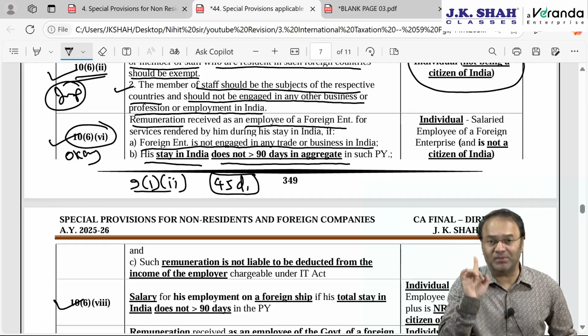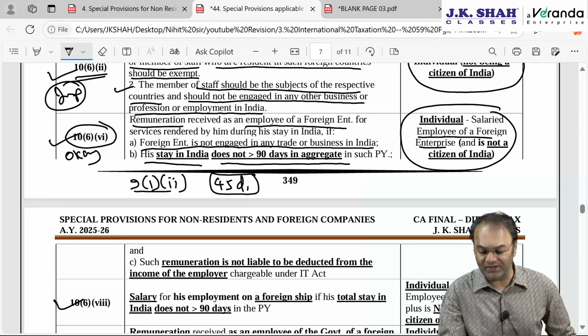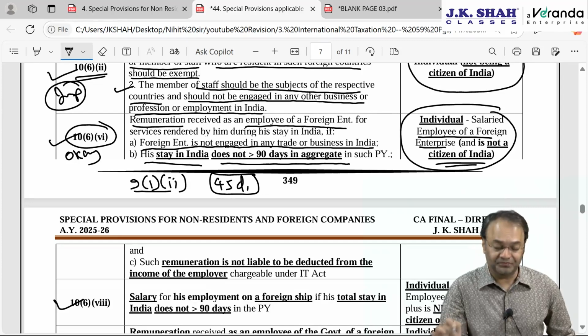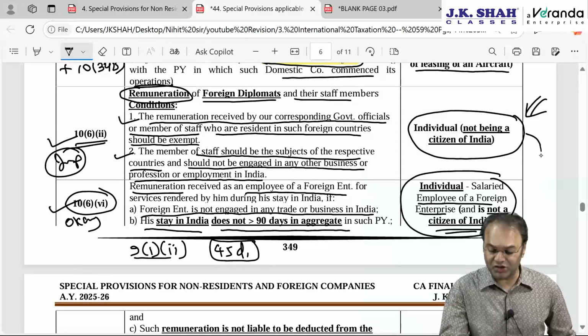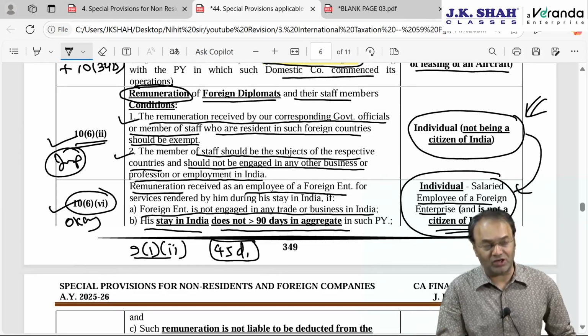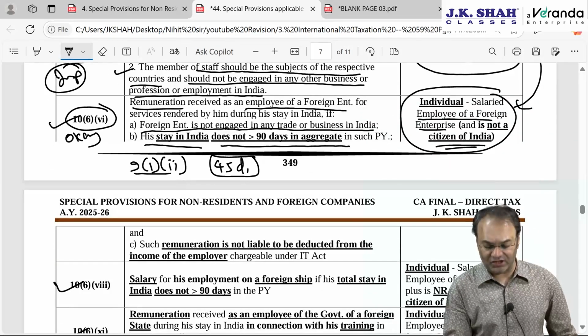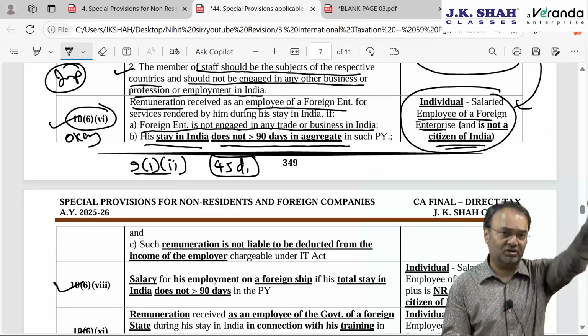If the salary is paid by Suzuki Motors Japan, then it will not be taxable, provided he is a salaried employee of a foreign enterprise and he is not a citizen of India. Just like the previous subclause, he should not be a citizen of India. His residential status is immaterial, but ideally he should be non-resident. That is the condition. Provided there is one more condition, three conditions.